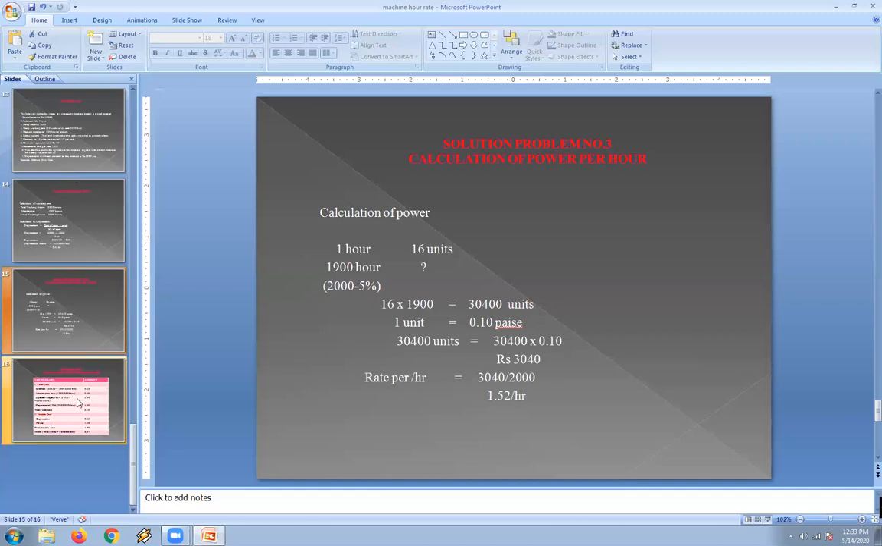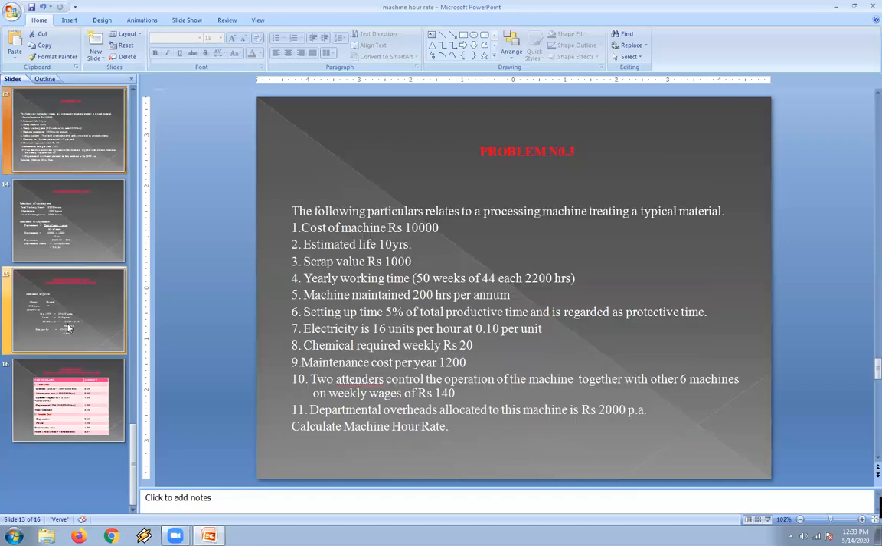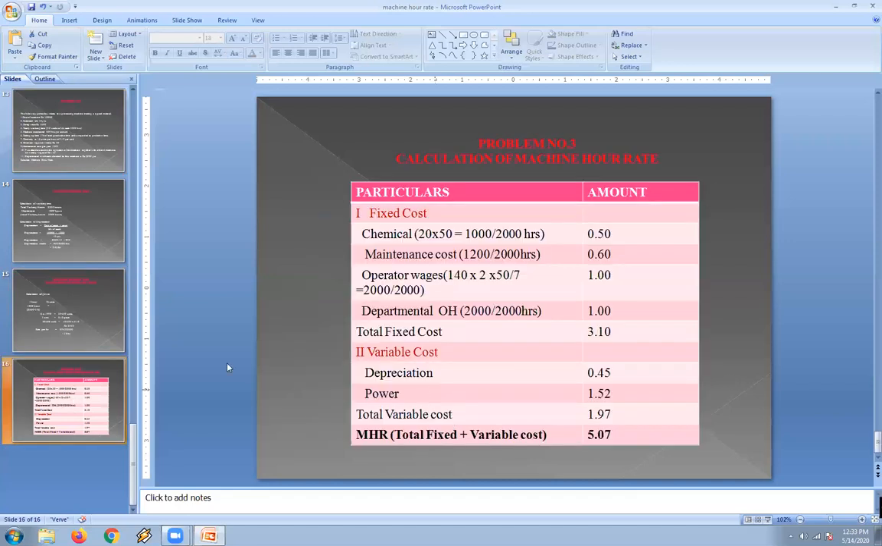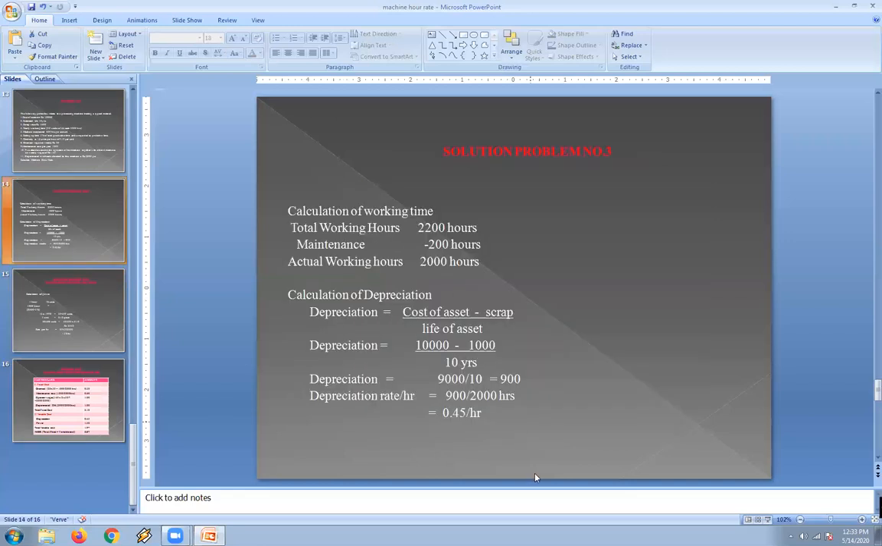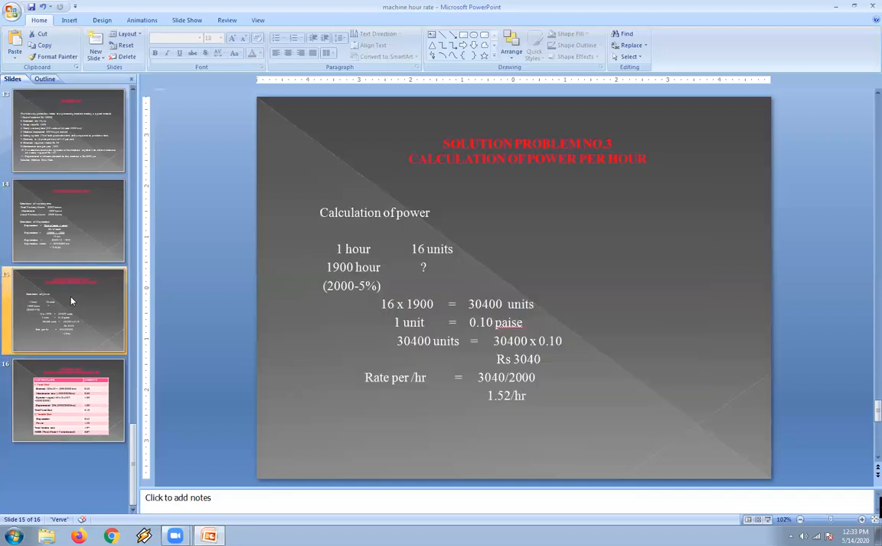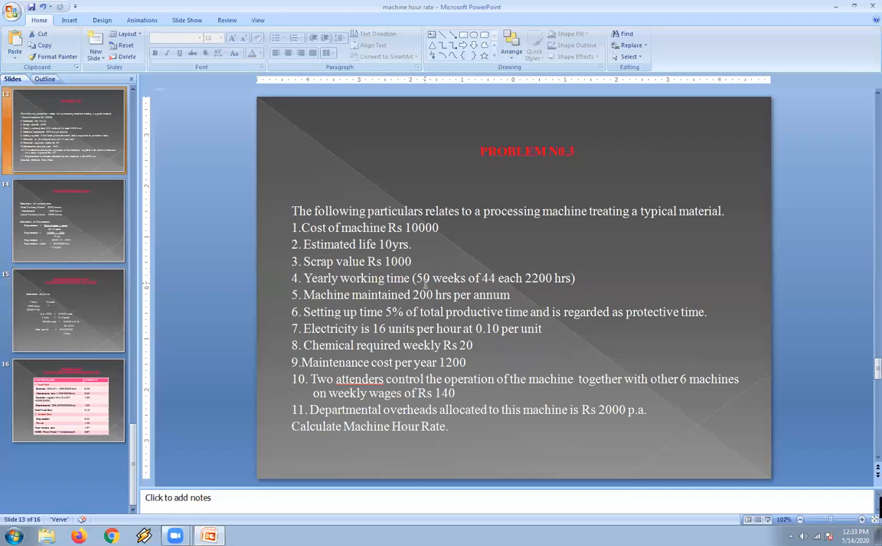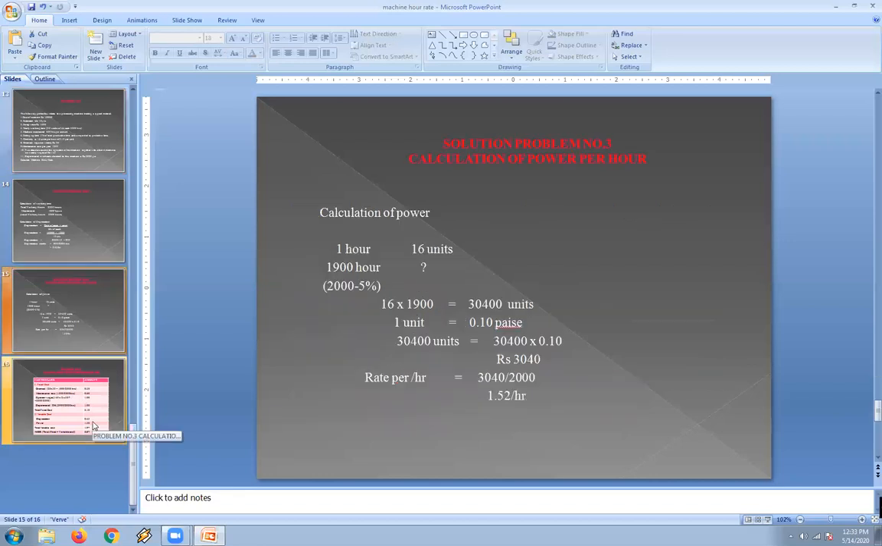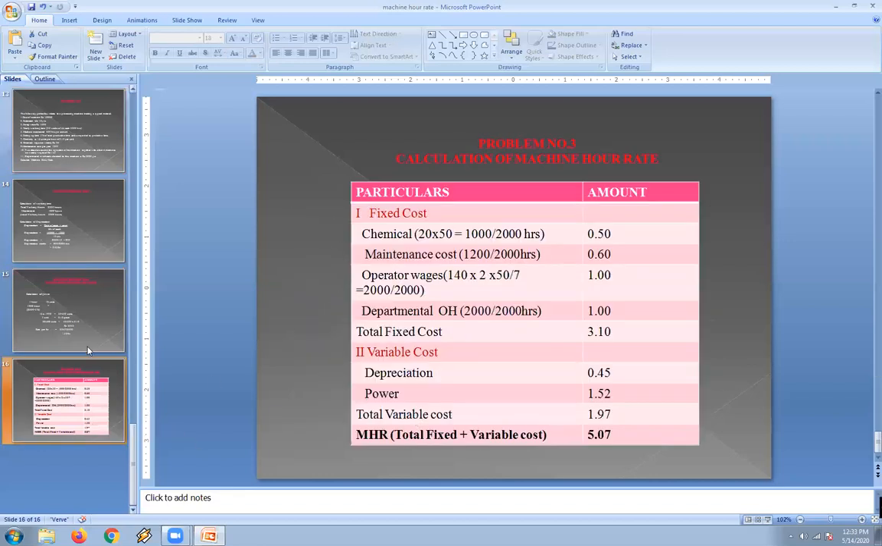Now we have to allot all the expenses into fixed and variable. Let us first take the depreciation. What we calculated here, the depreciation value is 45 paisa per hour. So it has to be shown in the variable cost, that is 45 paisa. Similarly, the power consumption in the variable cost that we calculated is 1 rupee 52 paisa per hour. It has to be shown as 1 rupee 52 paisa.